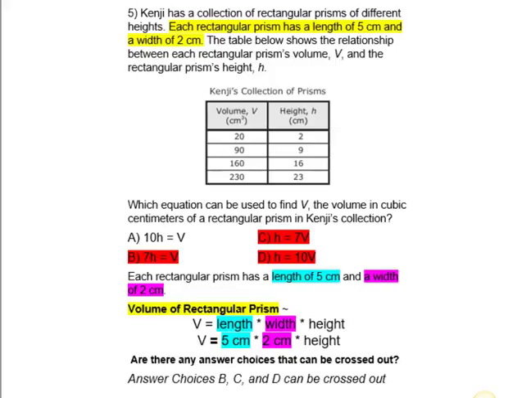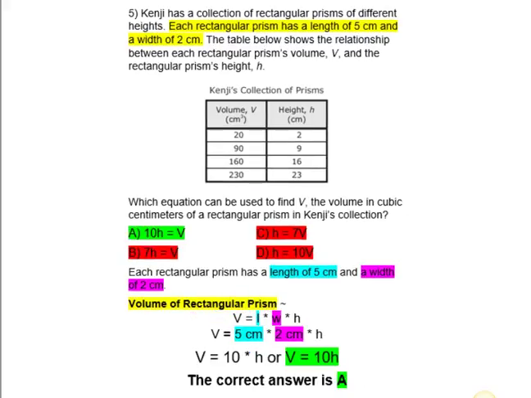If you said that we could cross out answer choices B, C, and D, you are correct. Looking at our formula again, we see that our equation must start with volume V, okay, is equal to something times H, which is our height. C and D have H is equal to something, 7V for C and 10V for D, and that's incorrect. And also B can be crossed out because we have to multiply the 5 centimeters and 2 centimeters instead of adding them together. Our correct answer is A. V is equal to 10H.